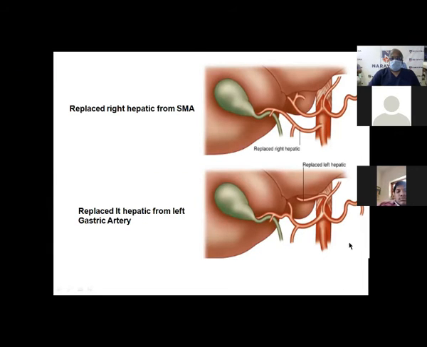The other one is that sometimes the left hepatic artery is not there. It has been replaced by an accessory left hepatic artery, which arises from the left gastric artery and becomes the predominant artery supplying the left lobe of the liver. This is called the replaced left hepatic artery.